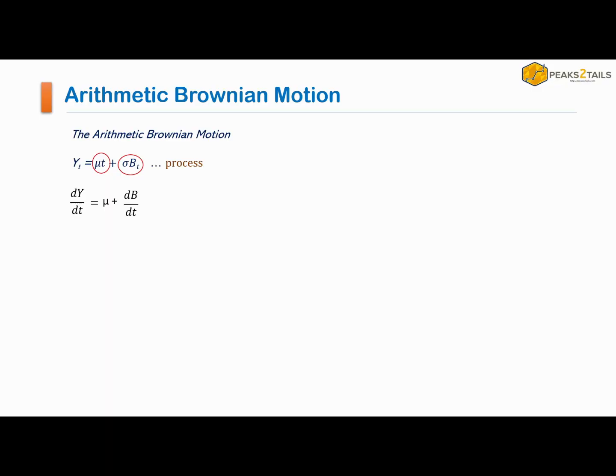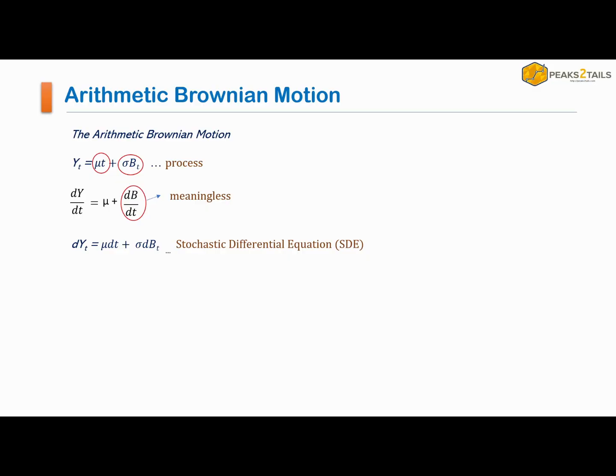If you differentiate this process with respect to t, we get this expression, but this expression is meaningless because dB by dt is meaningless. So in the stochastic calculus world, we do not write derivatives, we write differentials. So instead we would write dYt is equal to mu dt plus sigma dBt. So this is an equation involving differentials, not derivatives. And this is called a stochastic differential equation.